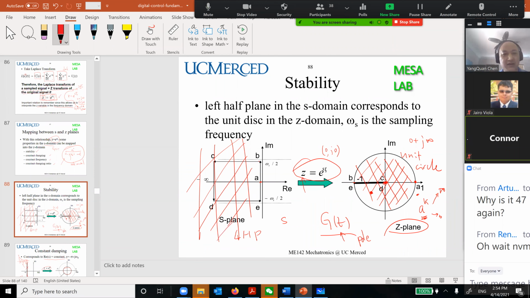That's why in discrete time, if you have a pole outside the unit circle, then it's unstable. You know that you have a pole to the power of k. Remember, if the pole is greater than 1, then it will blow up. If the pole is less than 1, it will decay. So that's for the discrete case.